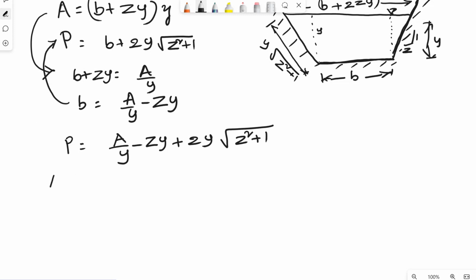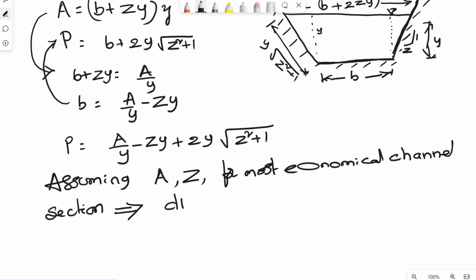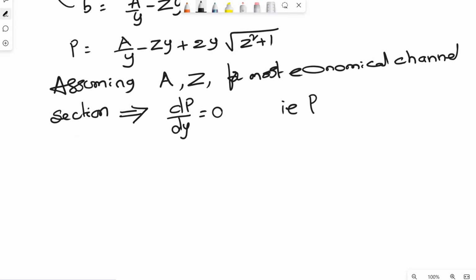So what are we assuming to be constants? A is a constant, and z is a constant. When these two are constants in the above equation, the condition for the most economical channel section should be dP by dy is equal to 0. This is the condition, that is, P should be minimum.